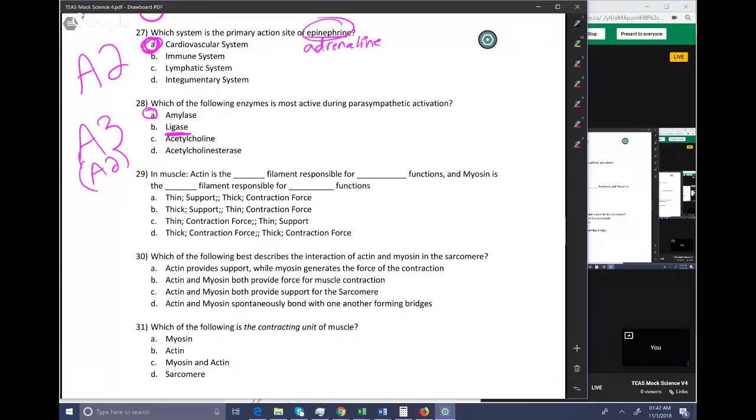Question 29: in muscle, actin is the blank. I believe we have four total blanks here. So you're finding out, is actin the thin or thick filament? What kind of function does it have? Same thing for myosin. Is it the thick or the thin filament? And what does it do? Ultimately, your answer should be A. Actin is thin and does support. Myosin is thick and produces the force for the contraction. That is from Anatomy 2 under the muscular system.